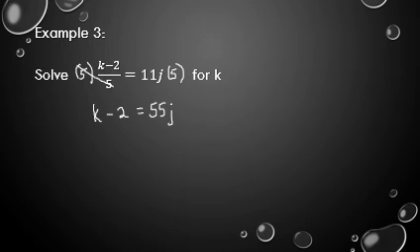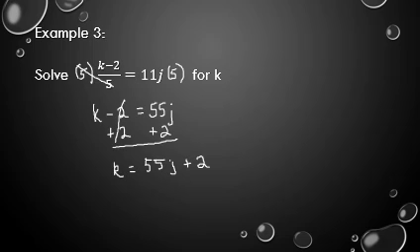Now remember, we're trying to get that k all by itself. Now we see that there's a minus 2 with it, so we need to do the inverse, which is add 2 to both sides. Those are going to cancel out, and that gives us k equals, and remember, 55j plus 2, they are not like terms, so all we write is 55j plus 2. And that is your final answer.